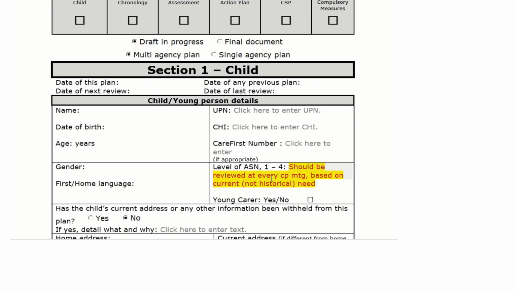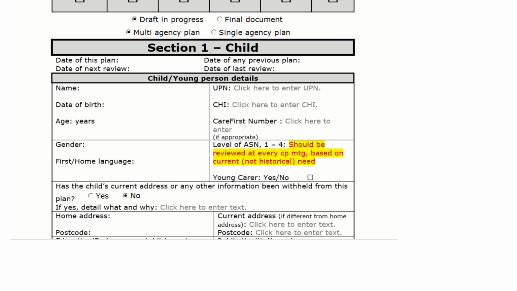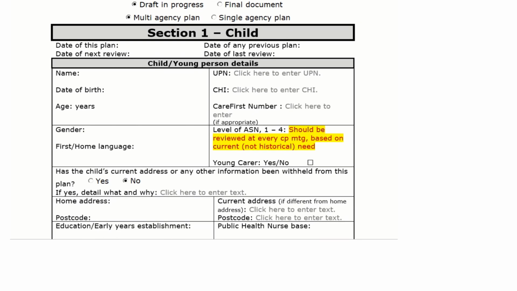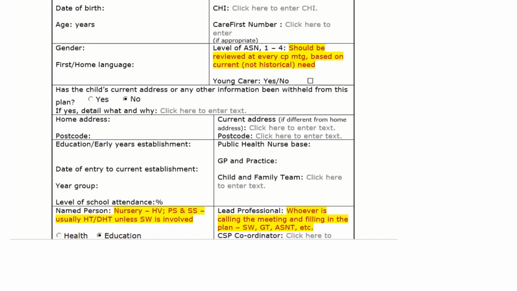Now, ASN level is also known now as the continuum of support level, and this is something that can be reviewed at each meeting. So if your child is, for instance, a level 2, but they're unable to attend school very often without one-to-one support and such likes, and you think that the level that they're at, the continuum of support or ASN level, is inaccurate for where your child now is, then that can be part of the review here. It doesn't have to be based on the historical level of ASN or continuum of support level. So again, they'll just talk about your child here.